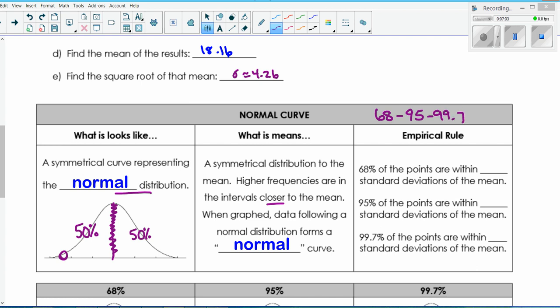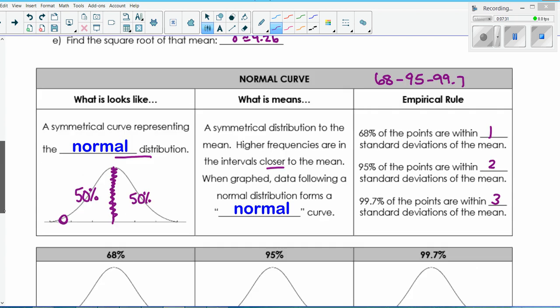So if you have something that's normally distributed, it will follow this rule, and it means that that's where the percentage of the points fall. Okay, so it says 68% of the points are within 1 standard deviation of the mean, 95% of the points are within 2 standard deviations of the mean, and 99.7%, so almost all of the points, are within 3 standard deviations of the mean. Okay, so remember, standard deviation is talking about how far things are on average.